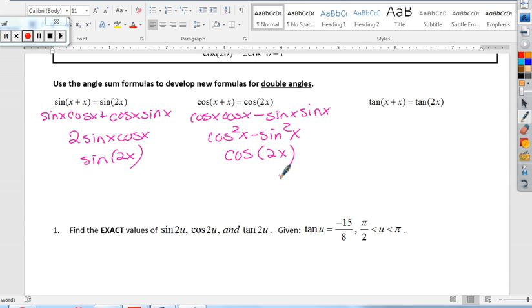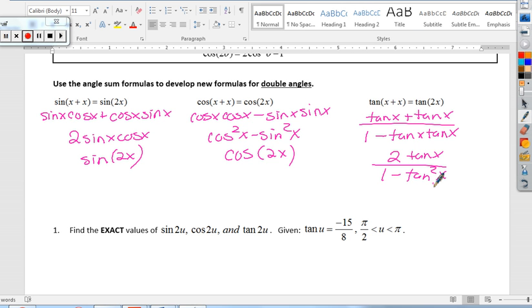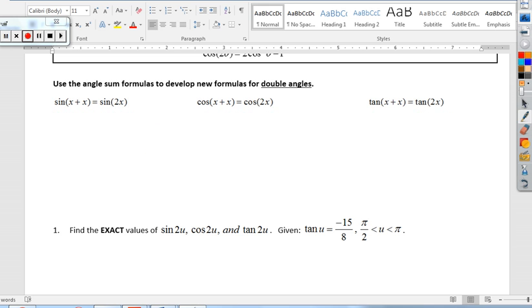And lastly, we'll develop the double angle for tangent. Again, where alpha and beta are both x's in this case, so this would be tan x plus tan x over 1 minus tan x tan x, which would simplify to 2 tan x over 1 minus tan squared x. So that's how those formulas are developed. So let's see how we're going to use them to help us solve some problems.